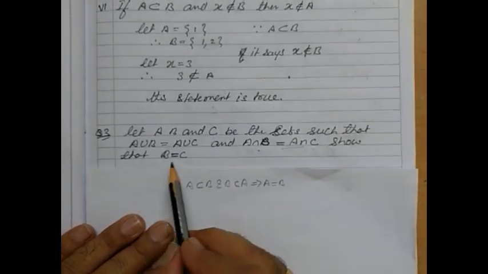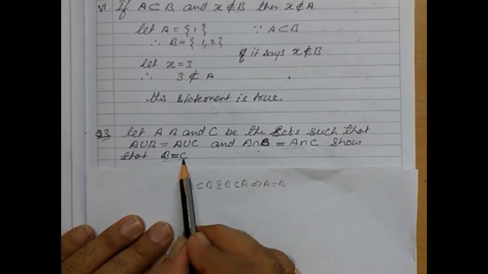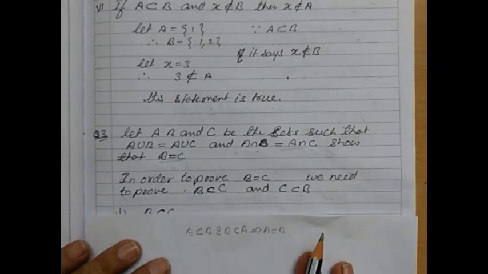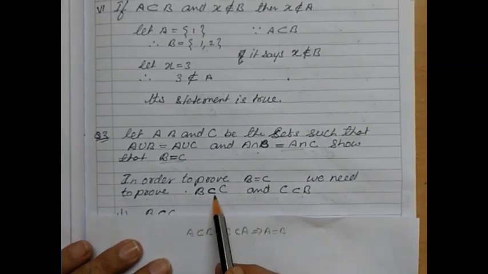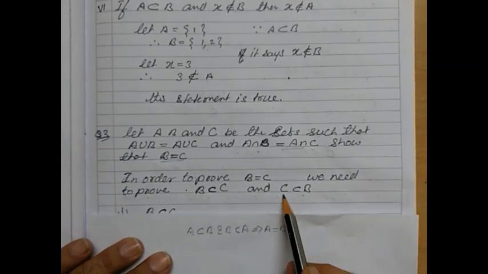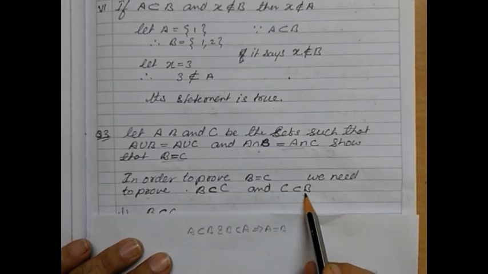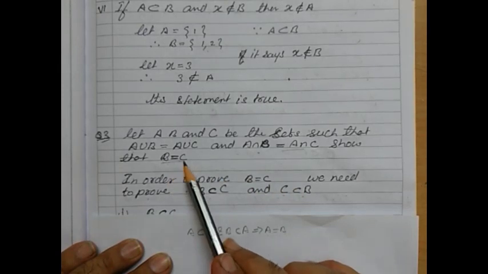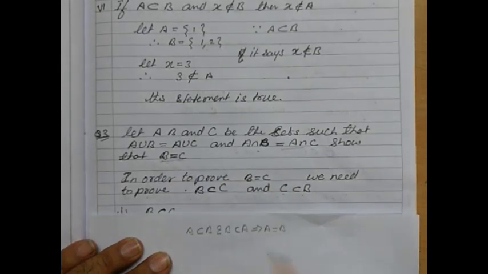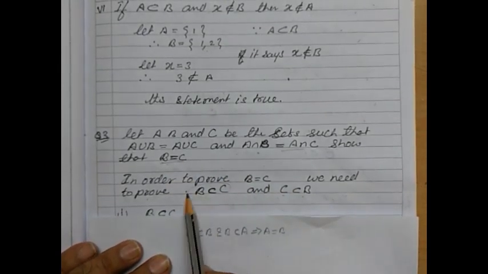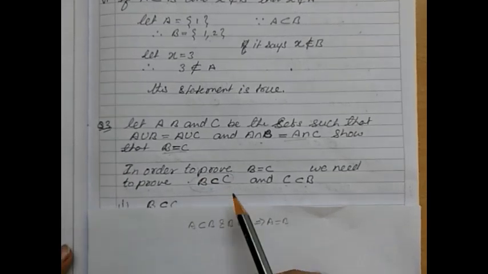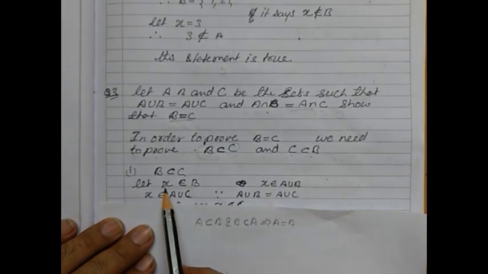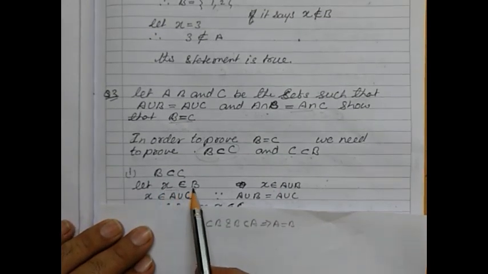So now here B is equal to C is what is to be shown. So then we need to prove what? We need to prove that B is a subset of C and C is a subset of B. This is what we have to prove. So then only we can say that B is equal to C. So first we take it that B is a subset of C. So how do we prove it? Here we assume that let element X belong to B.